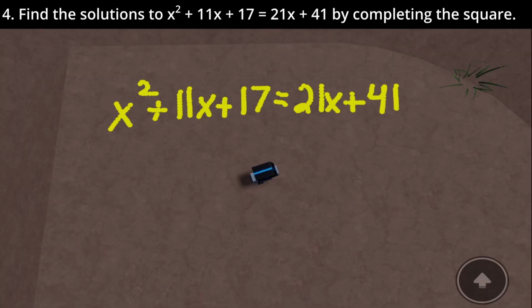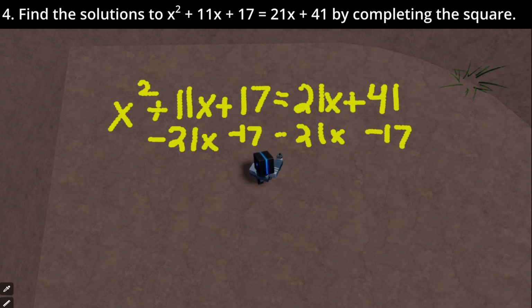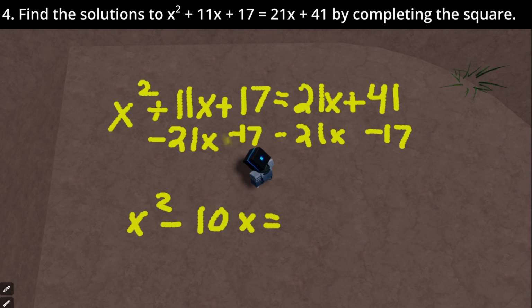In this problem, we have that x squared plus 11x plus 17 is equal to 21x plus 41. The first thing we're going to do is rearrange the terms to get the x terms on the left side and move the numbers to the right side. To do that, I'll just do this in one step. Let's just subtract 21x from both sides. And let's subtract 17 from both sides. That way I'll have the x terms on the left and the numbers on the right. So I'll have x squared minus 11 minus 21 is just 10, so minus 10x. And that's equal to 41 minus 17 is just 24.